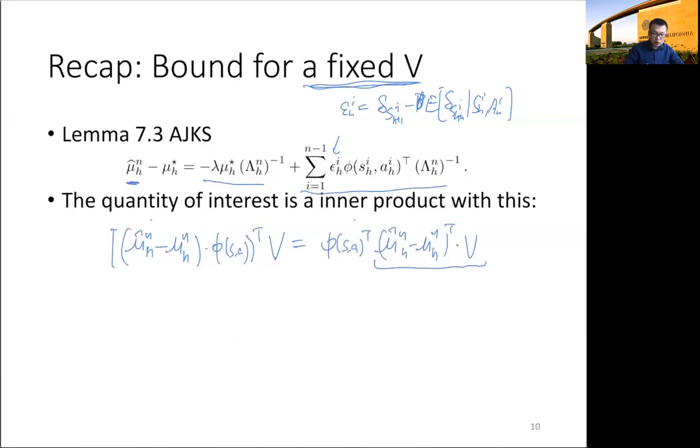Okay, so if we substitute this quantity into the expression of p hat minus p multiplied with v, then together with the factorization of p hat, we get this quantity. This is the quantity of interest that we really need to bound. Ultimately, we want to bound this quantity after taking the sup over v, but for now let's consider v to be fixed and bound this quantity alone.